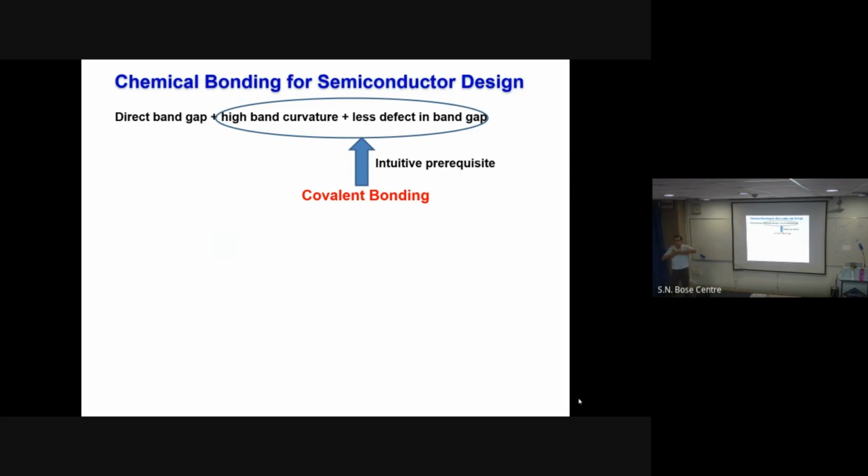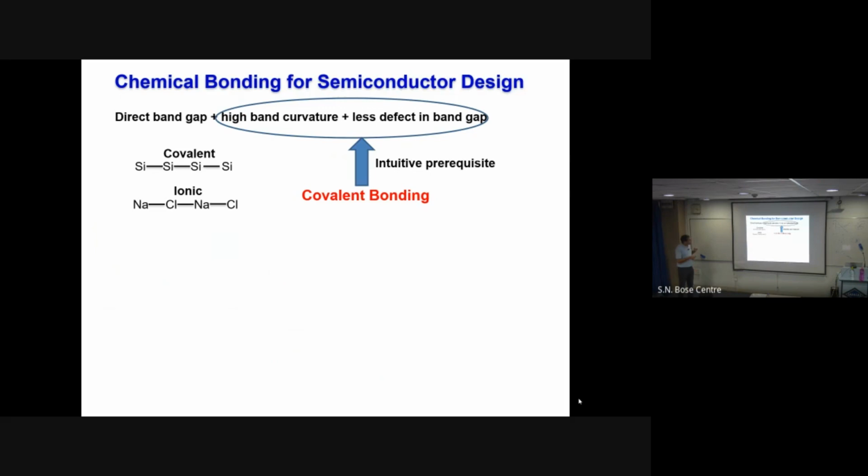So if I have a covalent enough bond, it means that the orbitals are overlapping strongly, and that will lead to this kind of high band curvature. And if I have a network of strong covalent bonds, probably creating defects will also be difficult in those kinds of situations. So, in very plain, simple words, if I have this kind of network of silicon, silicon, silicon, it's a covalent network.